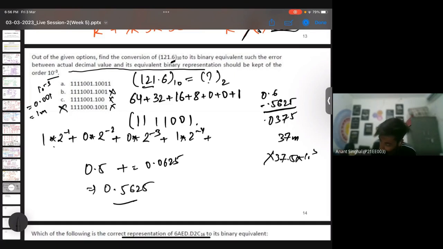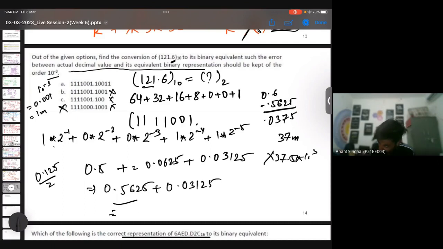So we need to take one more, which is 2 to the minus 5. Okay, wait. 0.0625 divided by 2 is 0.03125. So if I add these numbers, 0.03125 to the previous sum, it will be 0.59375.